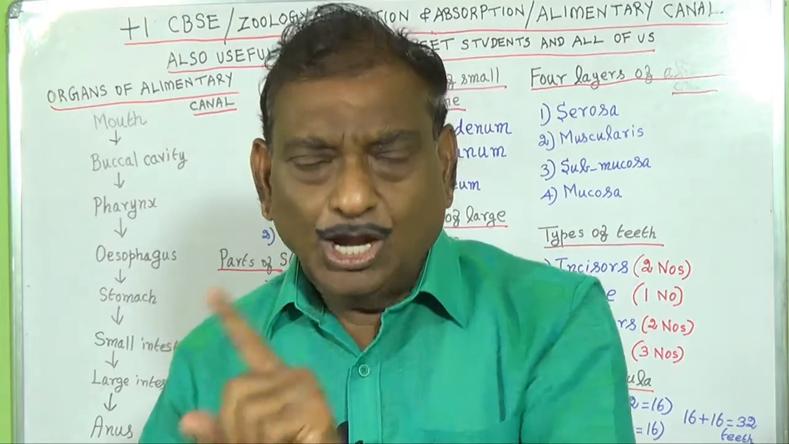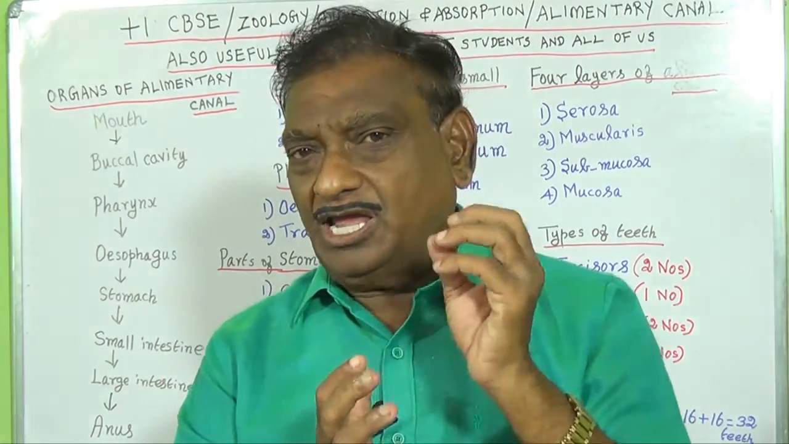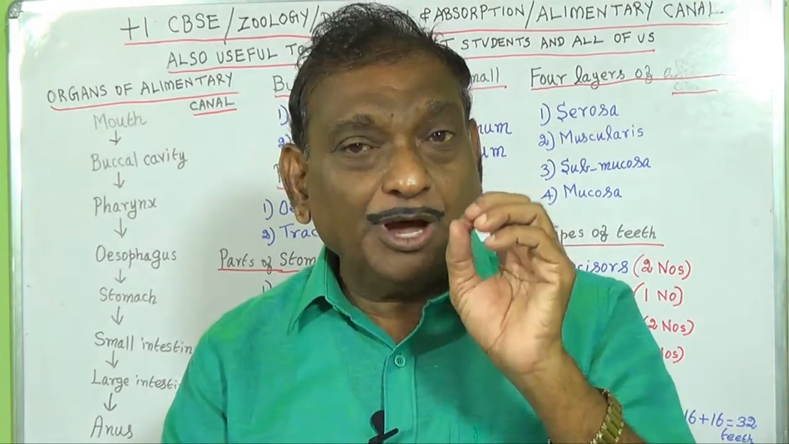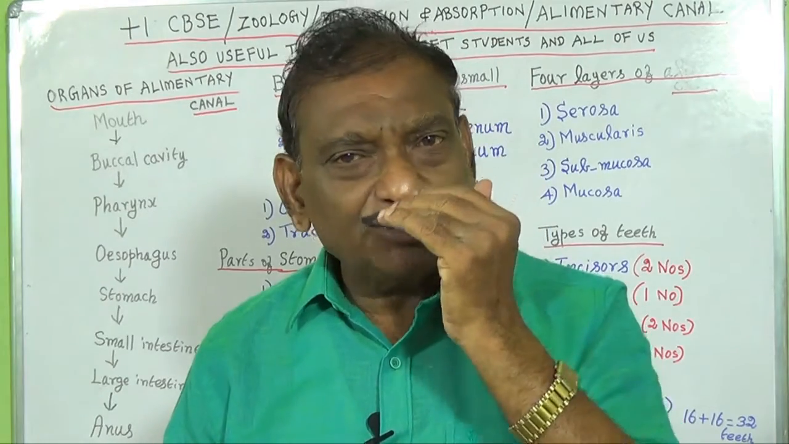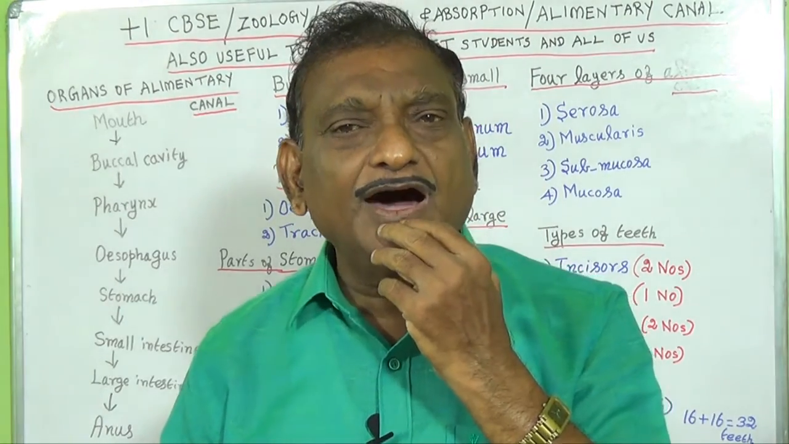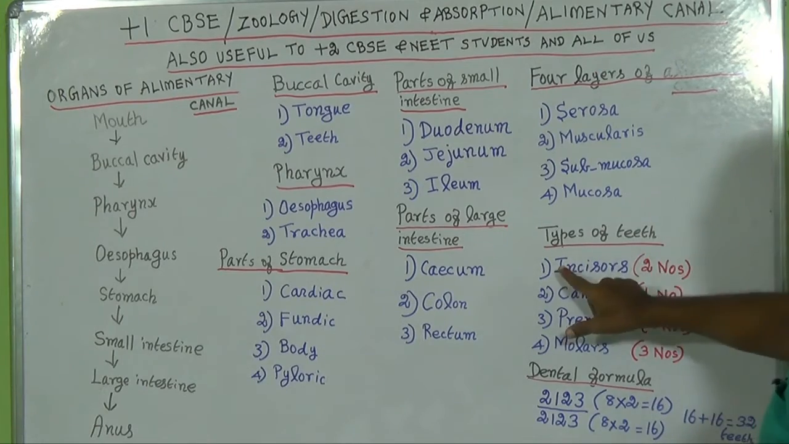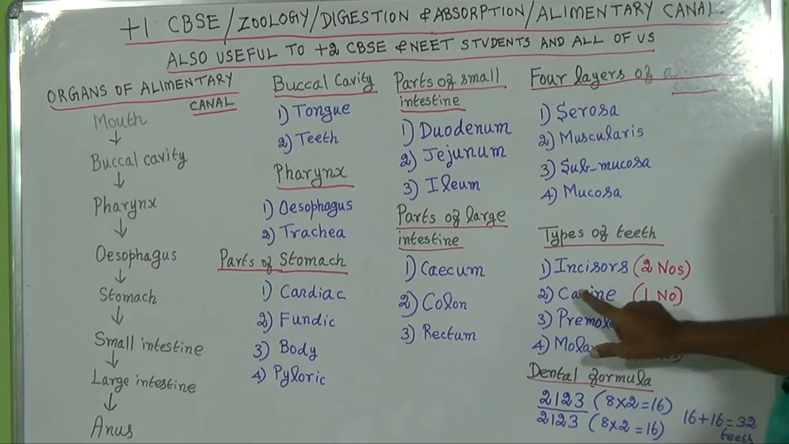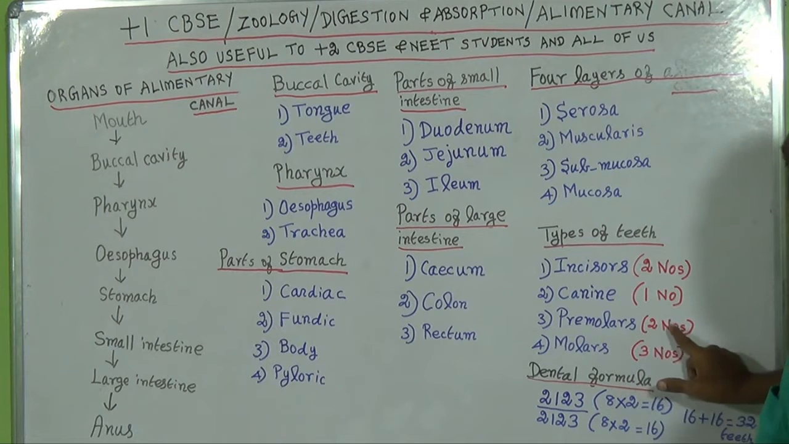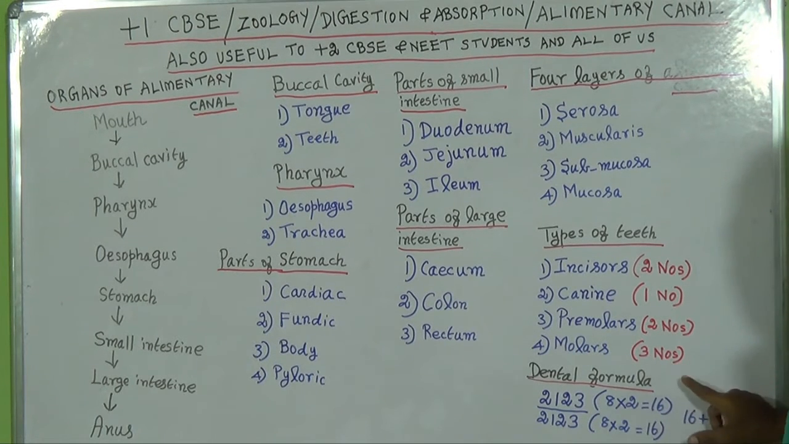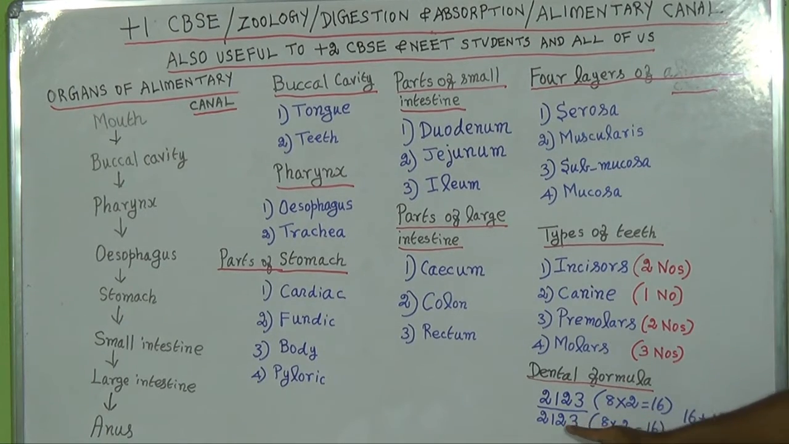2123 by 2123. We know that in our buccal cavity there are 32 teeth. In the upper jaw there are 16 teeth, and in the lower jaw there are 16 teeth. Types of teeth: 1 incisors, 2 numbers; 2 canine, 1 number; 3 premolars, 2 numbers; 4 molars, 3 numbers. Dental formula 2123 by 2123.